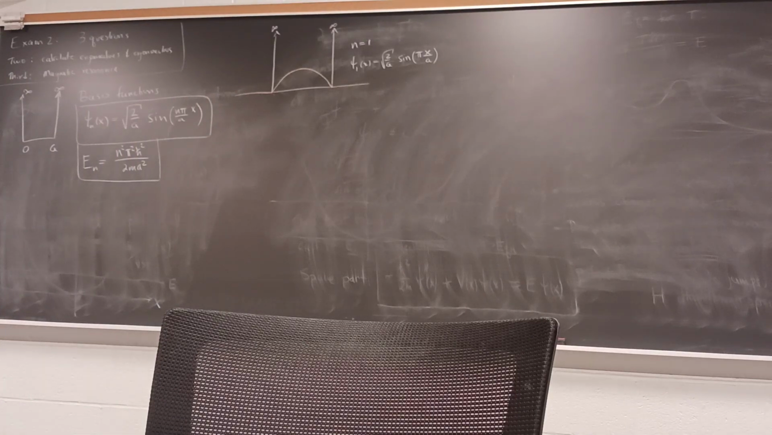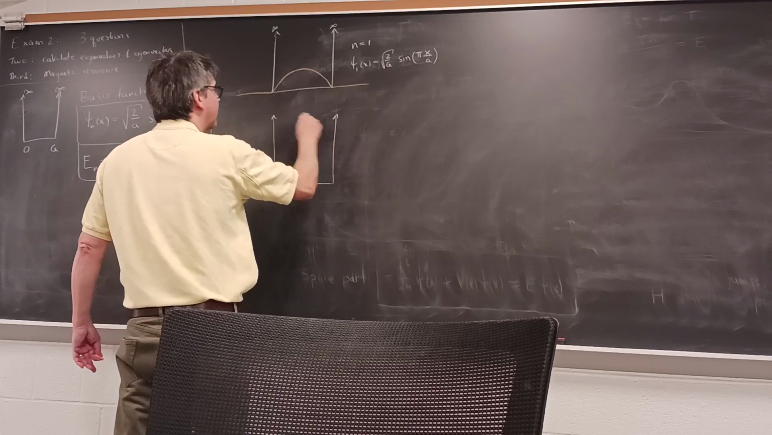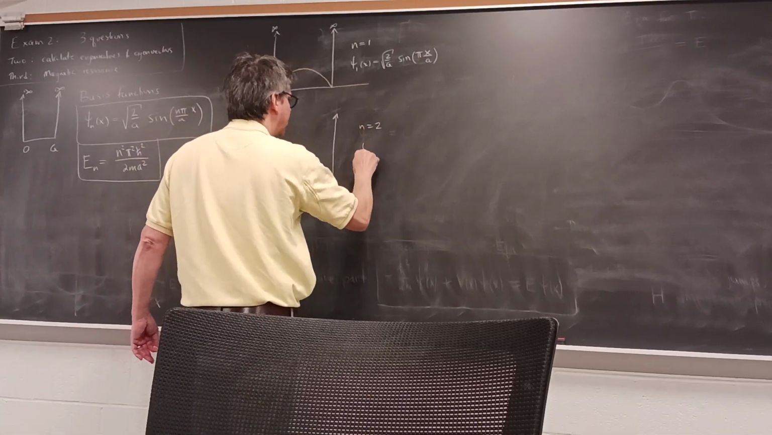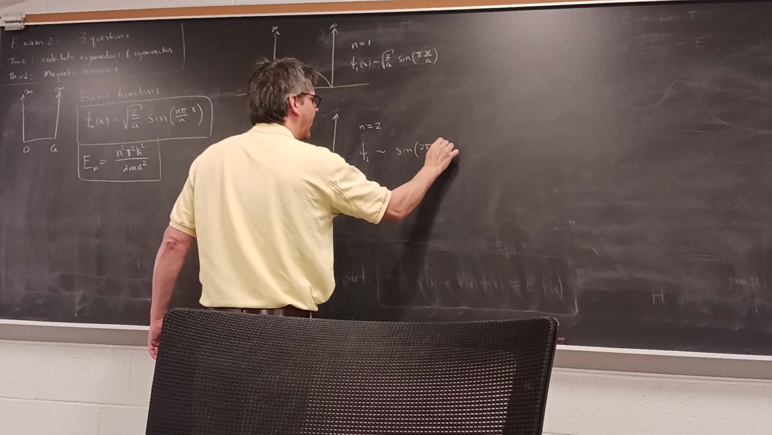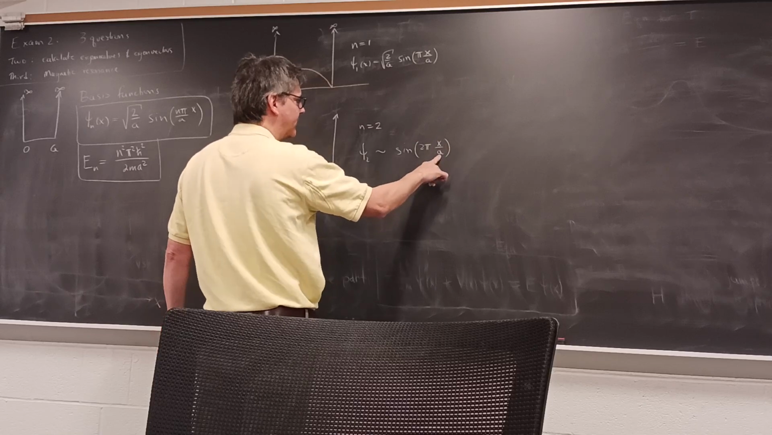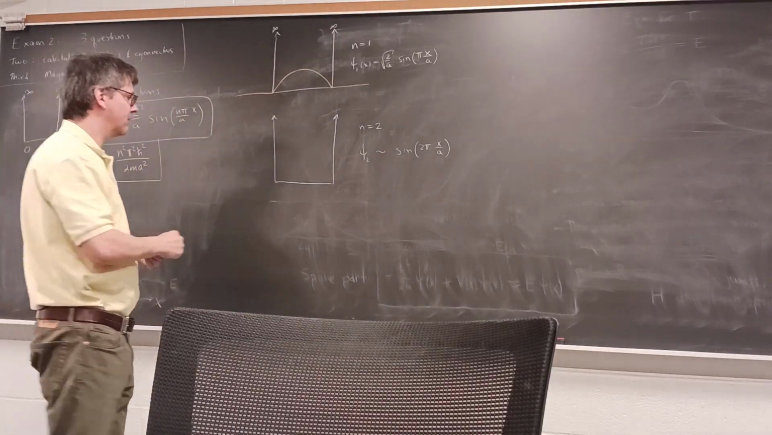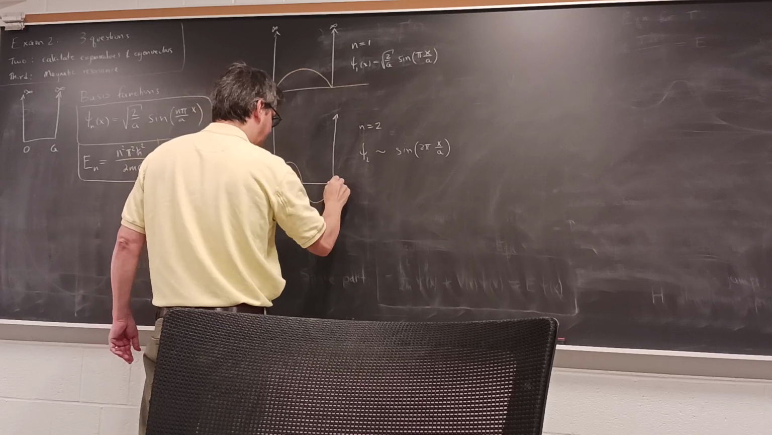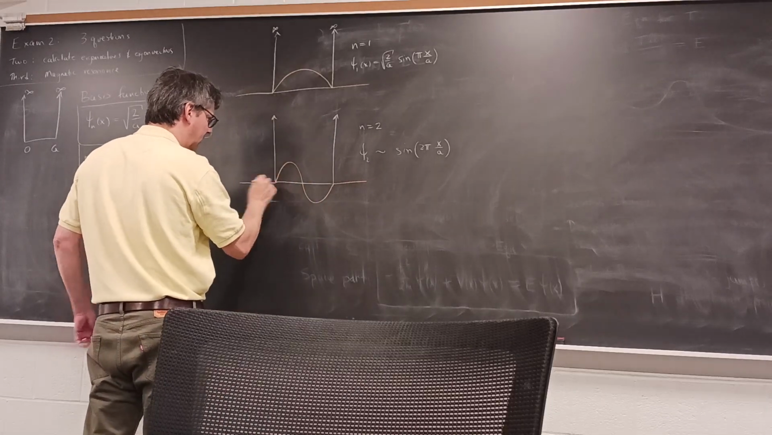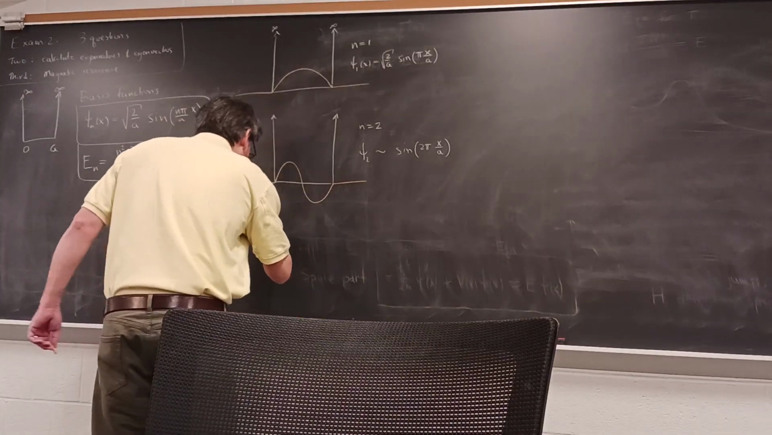So for every number n, we're just going to go to a different harmonic in the box. So that's n equals 1, and for n equals 2, psi 2 goes like sine 2 pi x over a. That means when x goes from 0 to a, sine goes from 0 to 2 pi, so we'll get a full wave inside the well. I remember this. So now we'll get this, and then of course it's 0 outside the well.